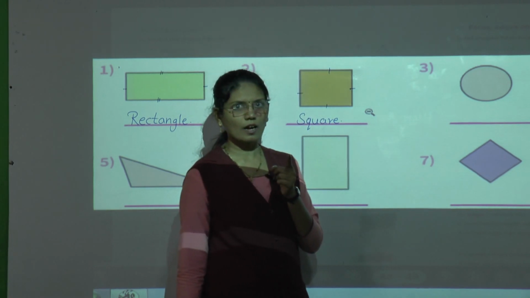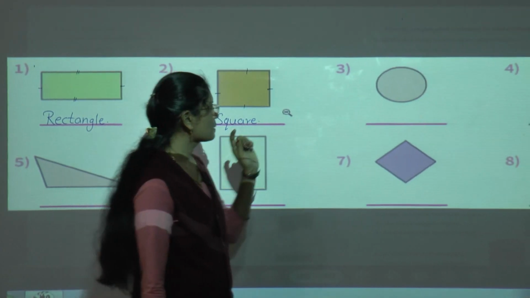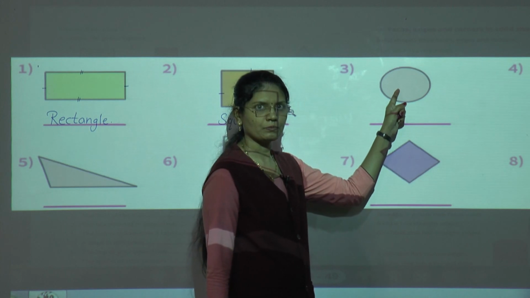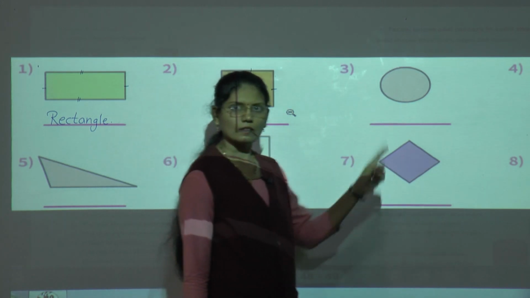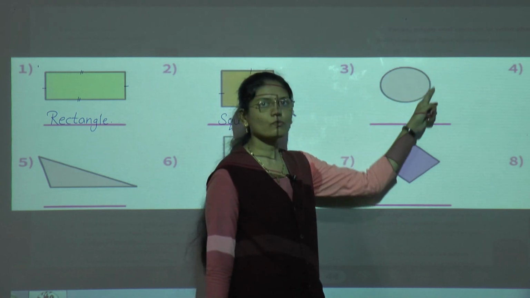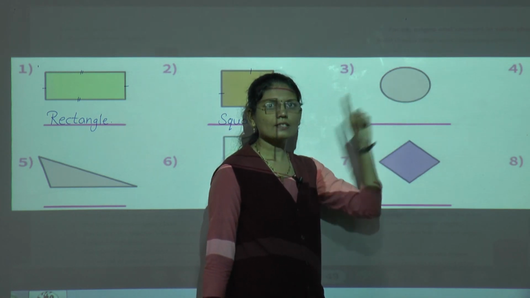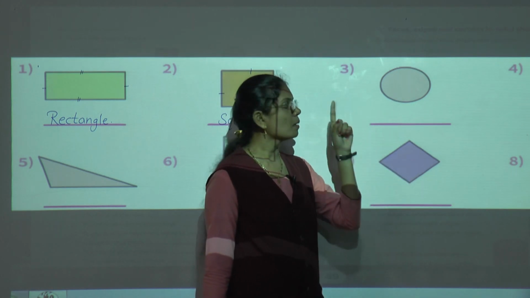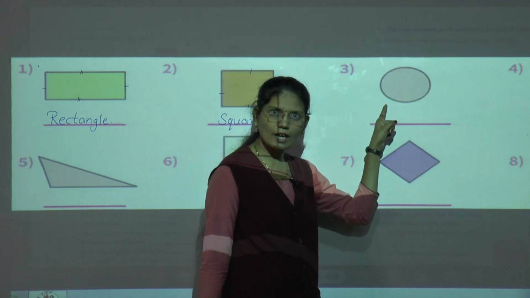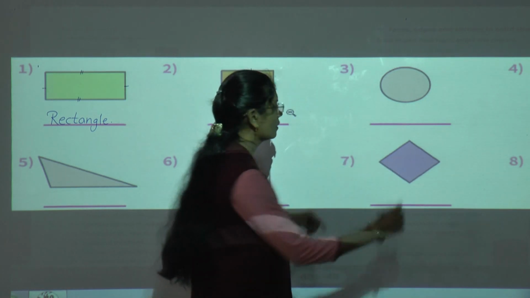Simultaneously you also have to write the answer in your textbook. Now see this shape. Yes, see this shape, it is a circle. Why? Because it has one curved side. It has no straight sides and it has no corners also, but it has one curved side, so it is a circle.